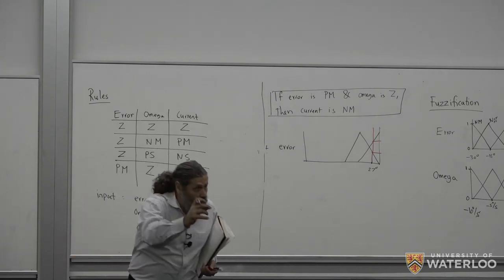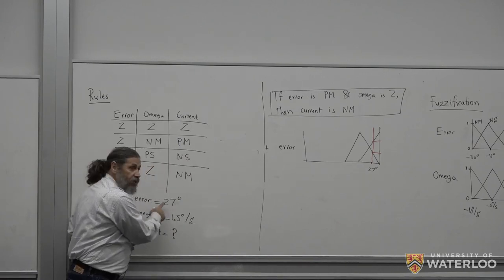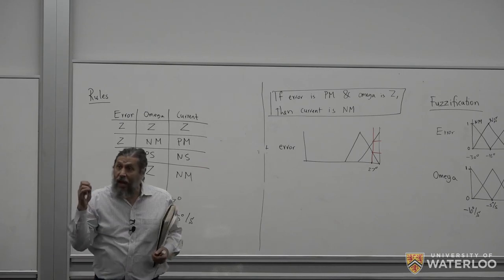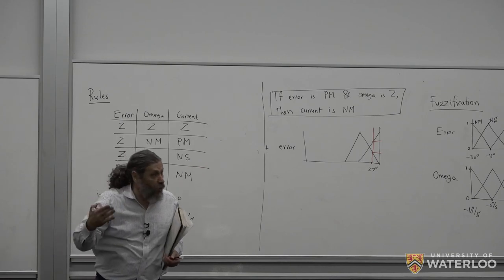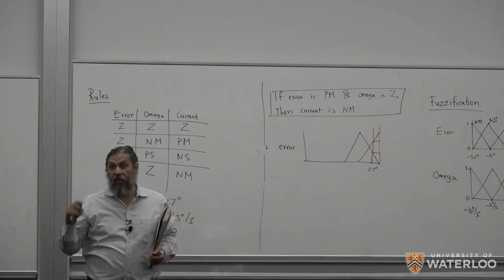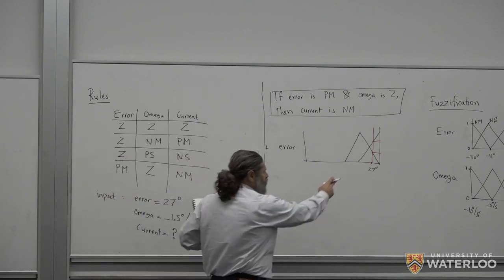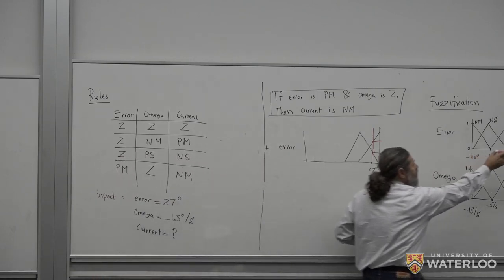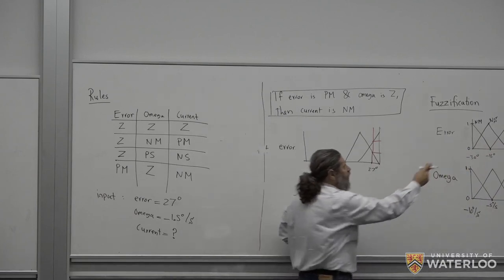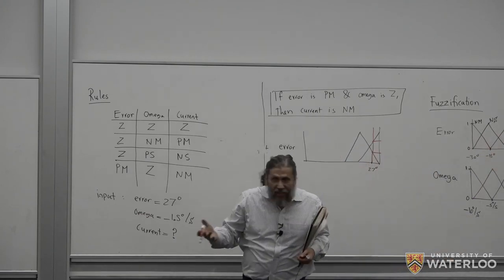So if I get a measurement, not all of those rules are applicable. They don't fire all at the same time. Some of them are applicable, and we call them, they fire. So I'm just looking at these two last ones that are applicable because I'm looking at 27 degrees. I don't care about negative medium, negative small, and zero because they do not affect. They are zero for my calculation.